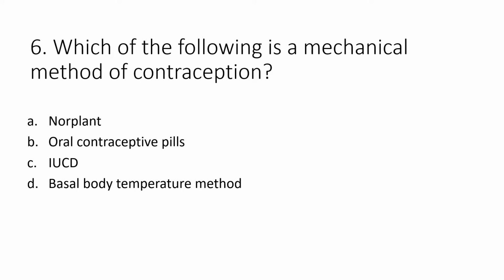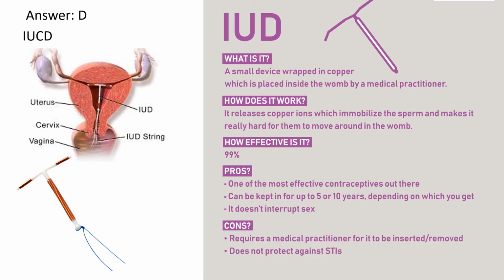I hope everybody has a clear understanding of the methods of contraception, because we have been studying these methods since our class 9, 10, and we might have studied them in our nursing course as well. And the correct answer is IUCD. You can even see the pictures of this IUCD, intrauterine contraceptive device.